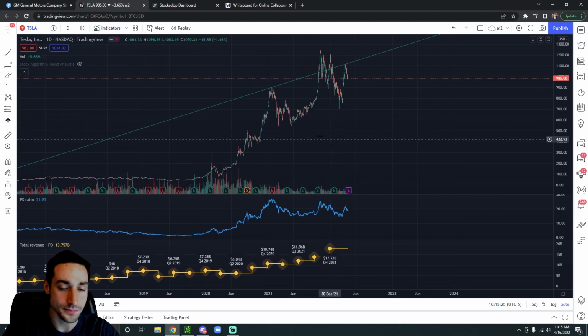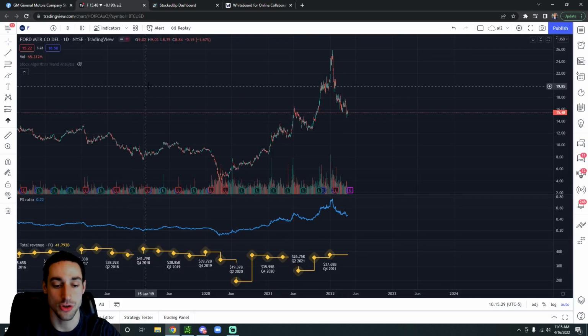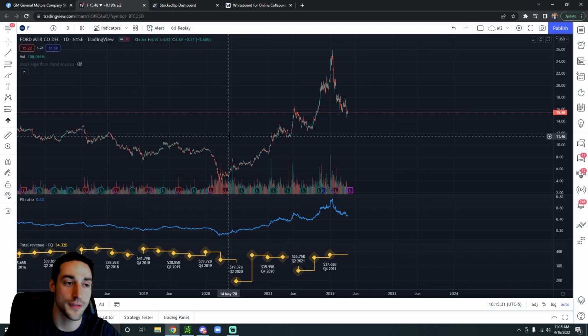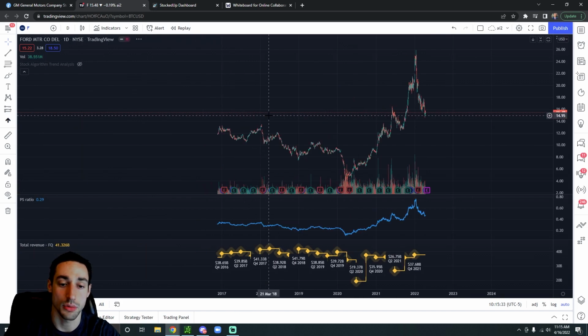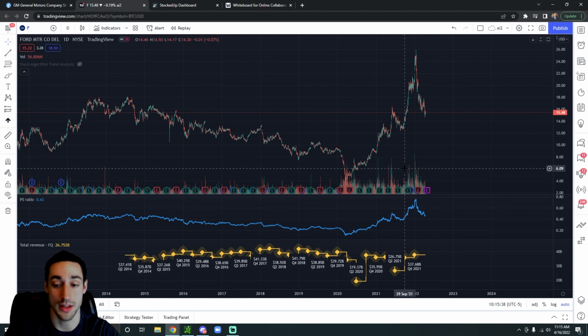But basically, let's say we went to Ford as an example, like I said, and you're trying to see if Ford is overvalued or undervalued using price to sales. So what you would do is you would first see how their price to sales ratio is right now compared to times in the past.